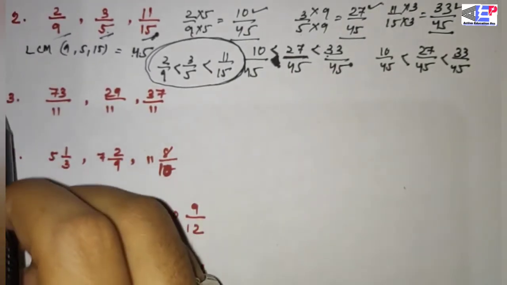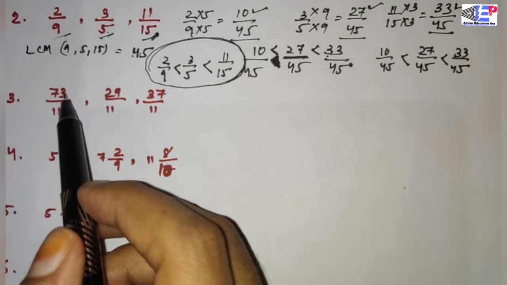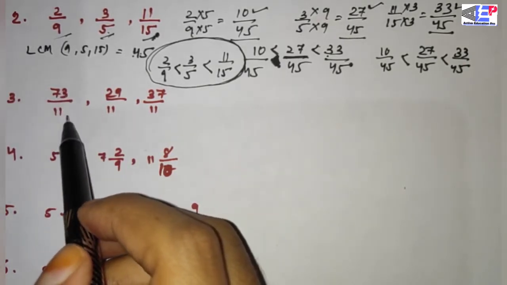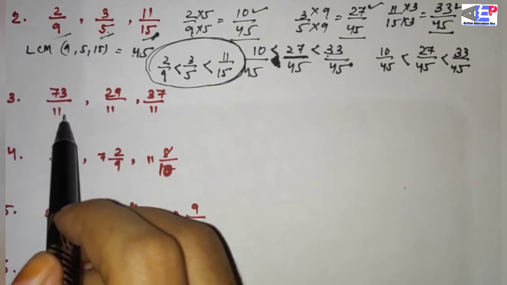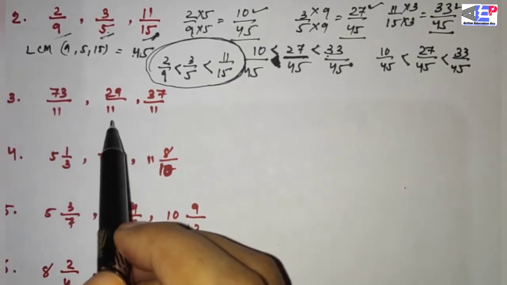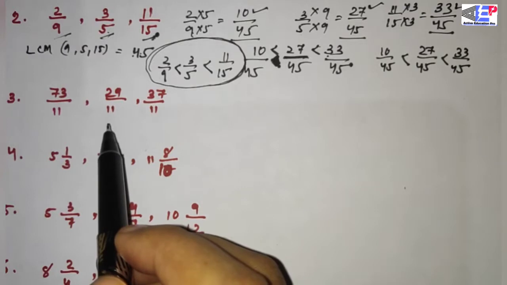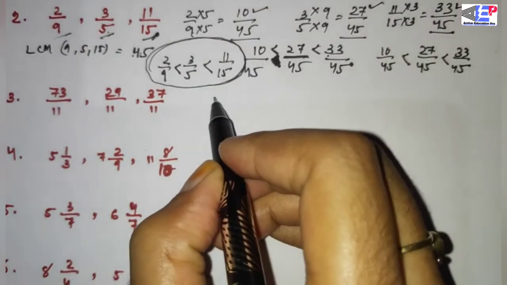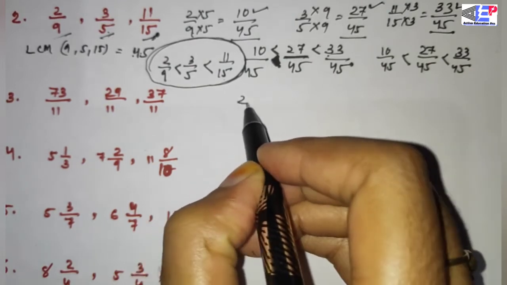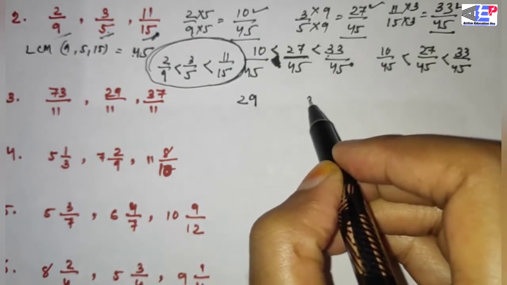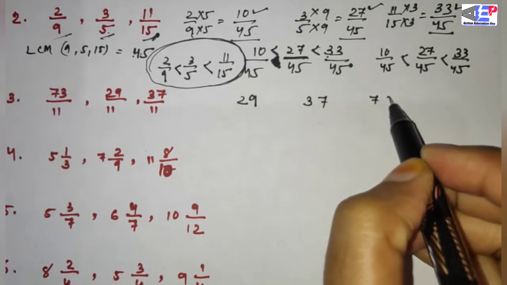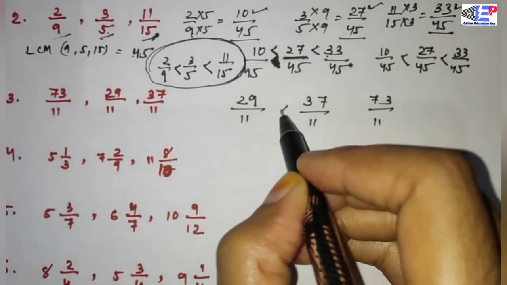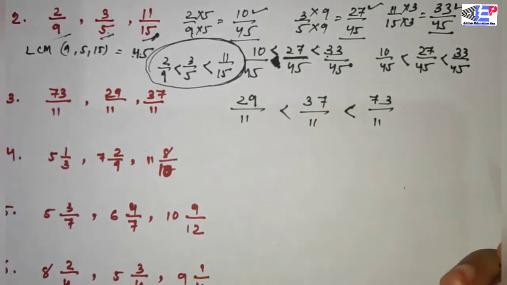The next is question number 3. Look here, these three fractions are improper fractions having numerators greater than the denominator, but the denominators are the same: 11, 11, 11. So it is easy to detect which is smaller and which is greater. Here 73, 29 and 37. From these three values you have to choose the smaller one first, 29, and then 37 and then 73. So 29 by 11, 37 by 11, 73 by 11, put the sign. This is the answer.